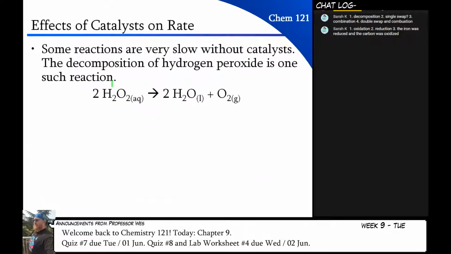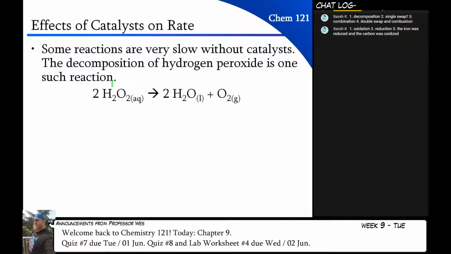So let's see that in action. This reaction is hydrogen peroxide. This happens in your hydrogen peroxide bottle that you have stored underneath your sink or in your medicine cabinet or whatever. Hydrogen peroxide will decompose into water and oxygen gas. However, it decomposes very, very slowly. Light will cause it to decompose. Heat will slowly cause it to decompose. And that's why we store it in a dark bottle to prevent that, so you can keep the peroxide and use it for cuts or whatever it is that you do.